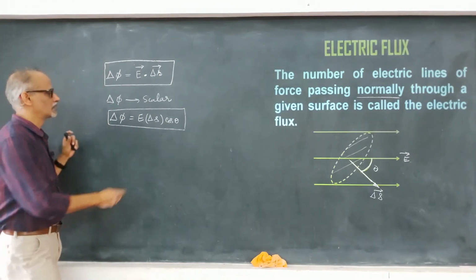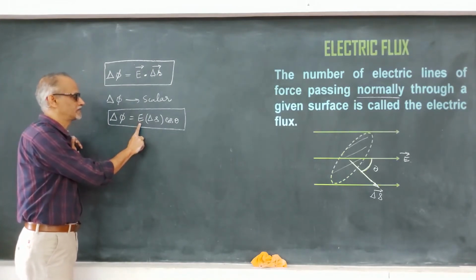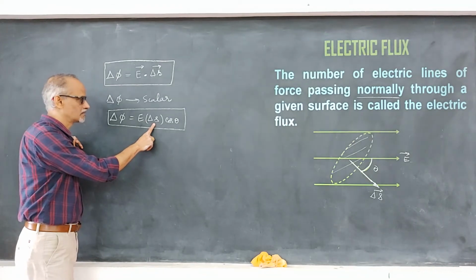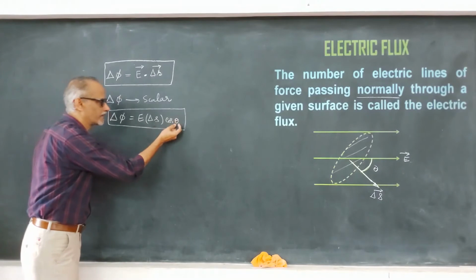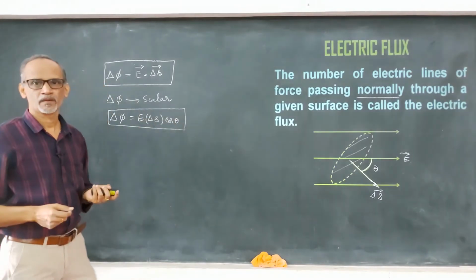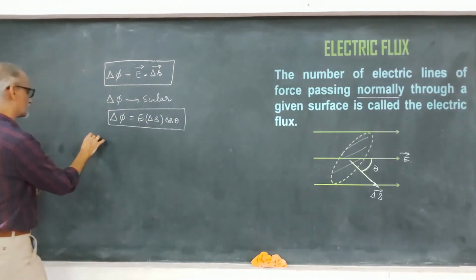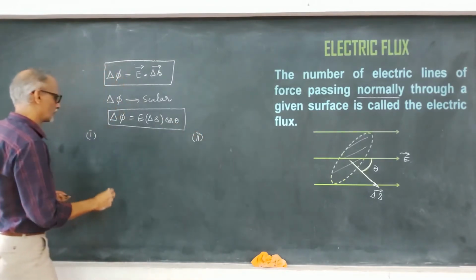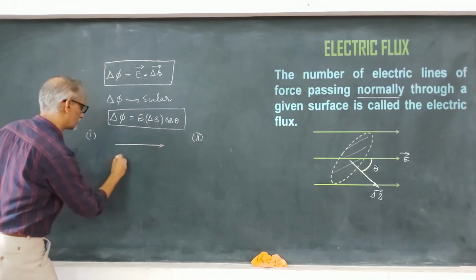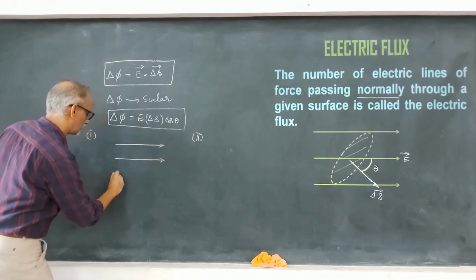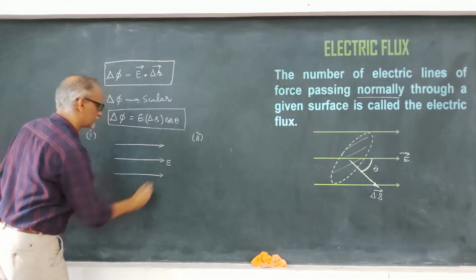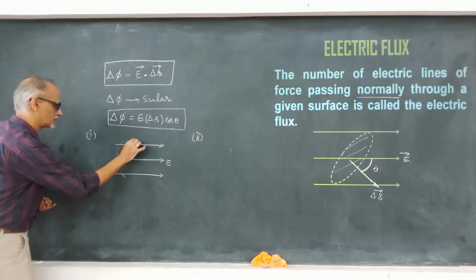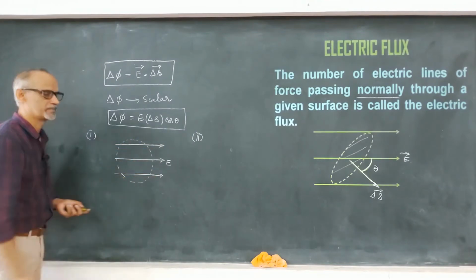Flux depends mainly on three factors: one, the electric field; two, the area through which we measure the flux; and three, the angle between the two. So let me consider two cases, case 1 and case 2. This is the electric field, which is E. The surface which I have taken is here. Now, the surface can be of any shape, remember.